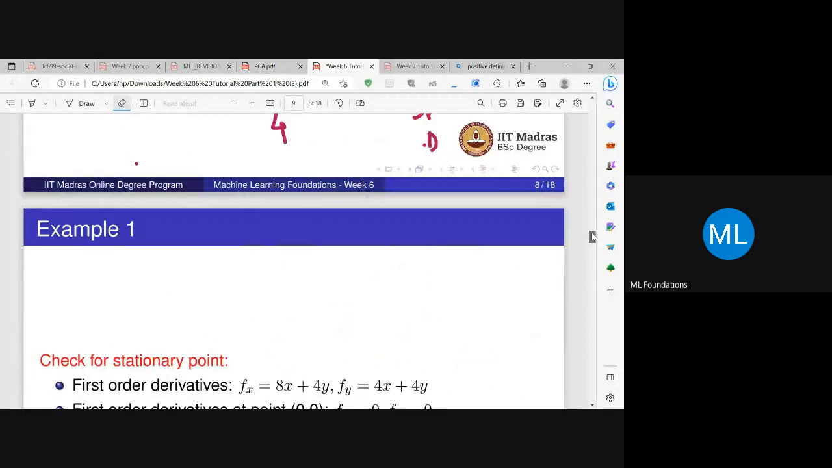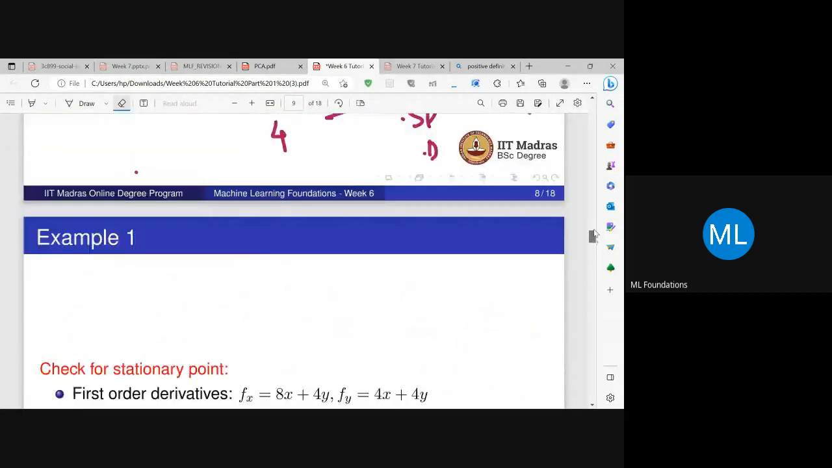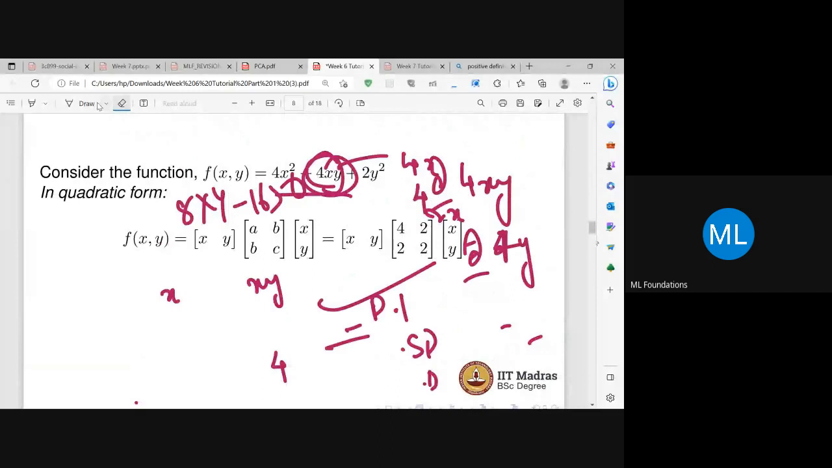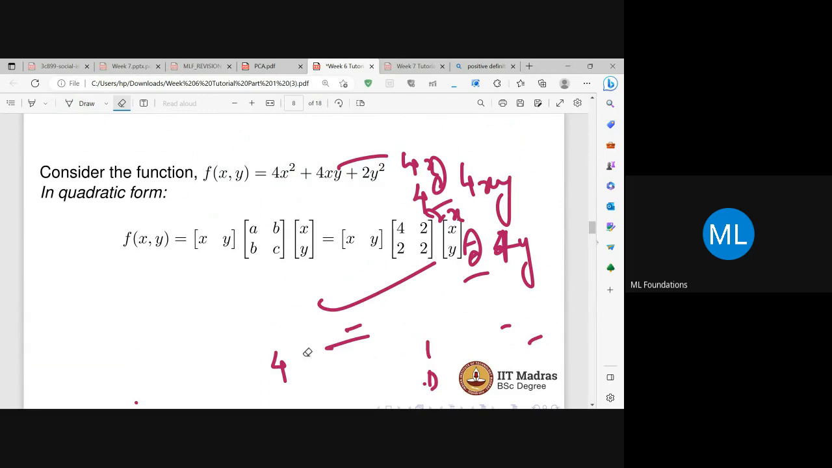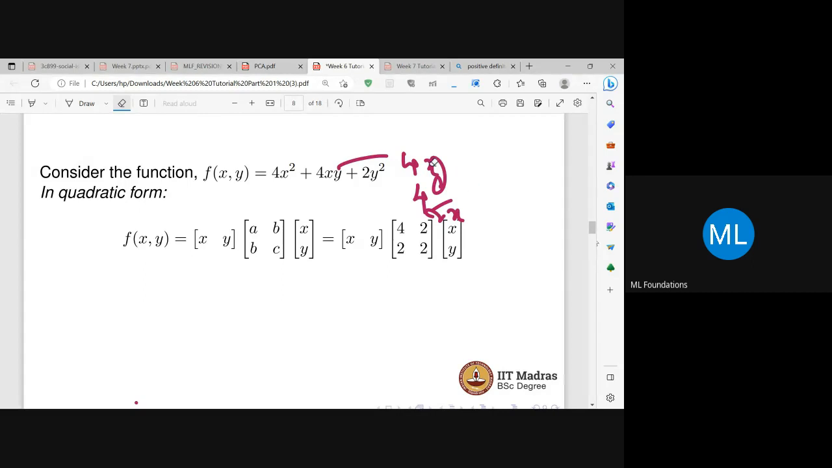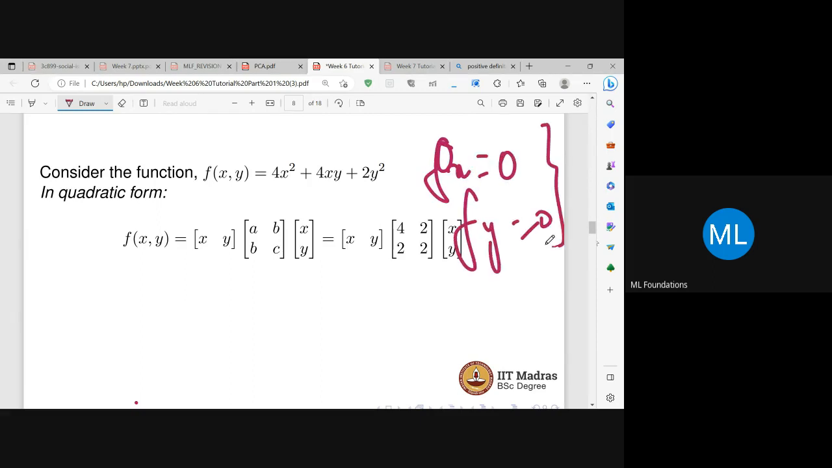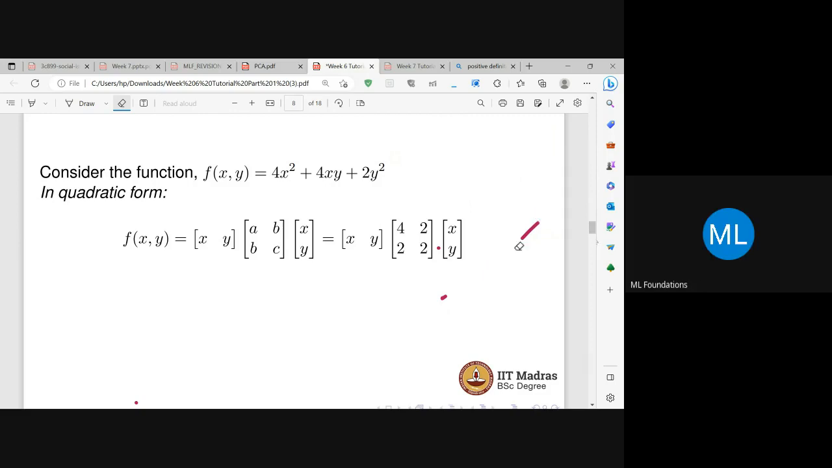And you can check for the stationary point. Tell me the stationary point for this matrix. It will not take more than 20 seconds to solve this. Solve this and tell me the stationary point. What you have to do is differentiate with respect to fx and equate it to 0, differentiate with respect to fy and equate it to 0. You will get the value. What value are you getting? 0, 0.